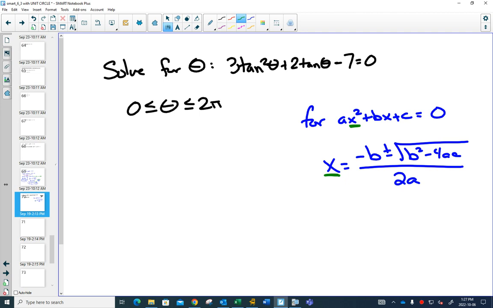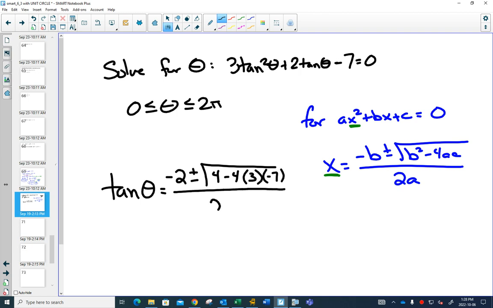Now we have tan squared. It's tan that's getting squared, so instead of x equals, when we go to solve this question, we'll start off with tan theta equals. The b value is 2, so we'd have negative 2 plus or minus the square root of 2 squared, which is 4, minus 4, a is 3, c is negative 7, over 2 times a. This would be the setup.